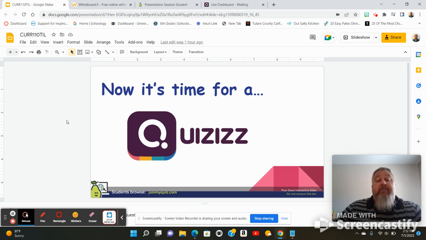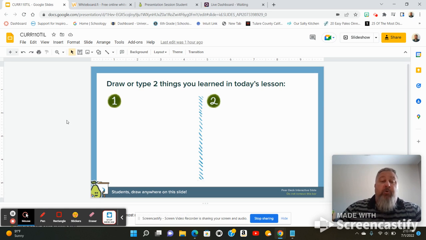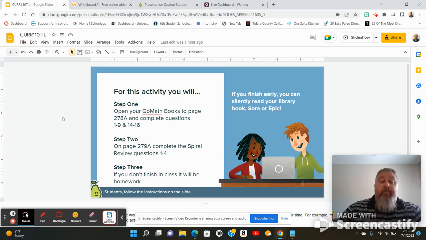And then I can also find out the students who were struggling a little bit, because I will have them come work in a small group after they answer this question, 2 things they learned from today's lesson. I'm looking for trapezoid and kite, of course. And then I'll have them get started on the Go Math workpage 278A. And at this point, this is the time where I'll ask for the students that needed a little bit of help to come work in a small group while the others get a head start on the homework. And if any of them finish, there's about 10 to 15 minutes left at this time. They can always read their library book or go to Sora or Epic.